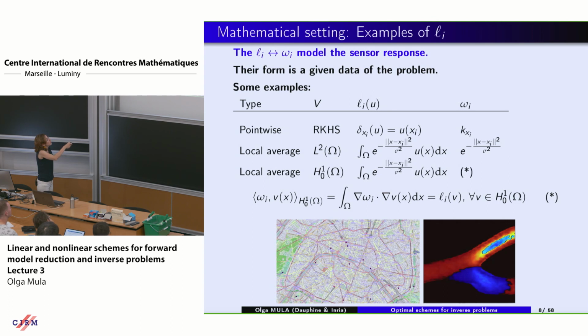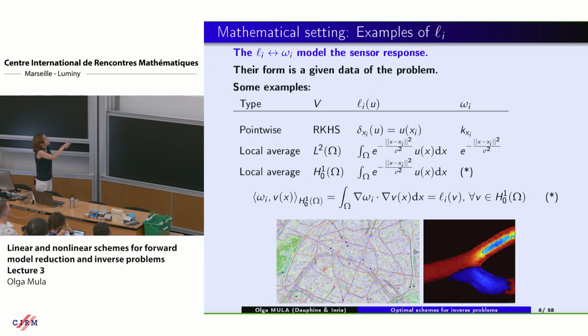Because I choose to work in a reproducing kernel Hilbert space, then I have to know what is the Riesz representer of my Dirac delta in this space to figure out what is the Riesz representer omega i. Okay? And so in a reproducing kernel Hilbert space, this is going to be related to the kernel function that I am going to use for my problem.